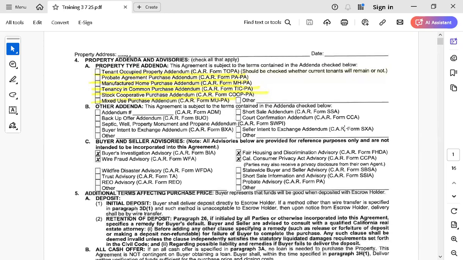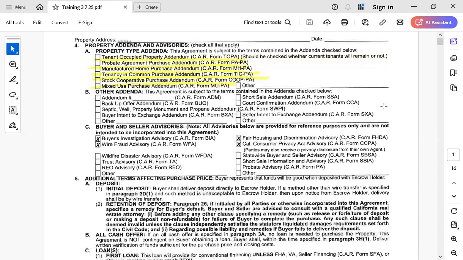So today we're going to be going over the property type addenda that will allow you to use the RPA contract, and when you use this addendum, it then becomes a probate, manufactured home, tenancy in common, stock cooperative, mixed use purchase addendum. So we're going to go over those addendums briefly. And then if you have any questions, let me know.